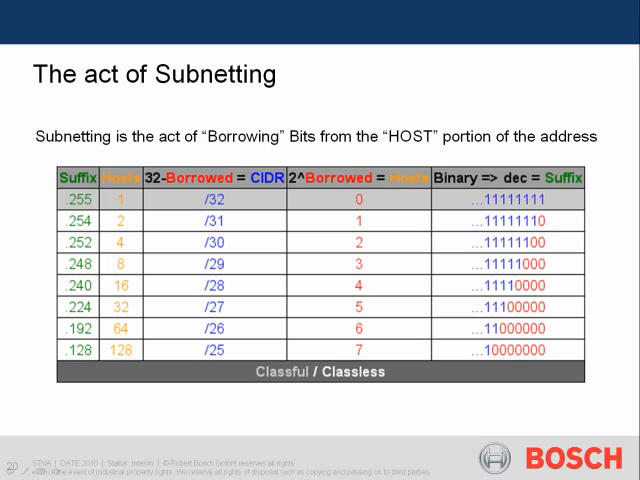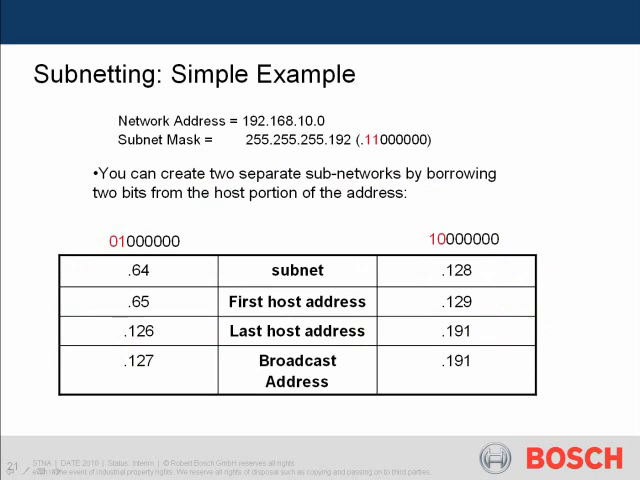If we look at the bottom of the chart and we borrow one bit from the host portion and give it to the network, we have a 128 subnet. If we borrow 2 bits, we now have a .192 network. 3 bits is 224, 240, 248, 252, 254, and 255. The more bits we borrow, the more subnets we can create. But you'll notice by the chart, we lose the number of hosts that we can have on each one of those networks.